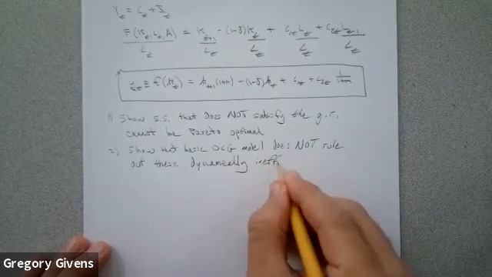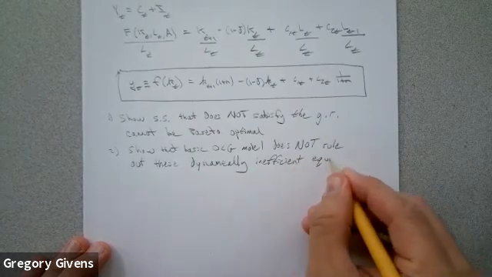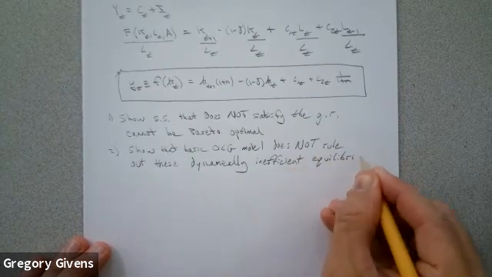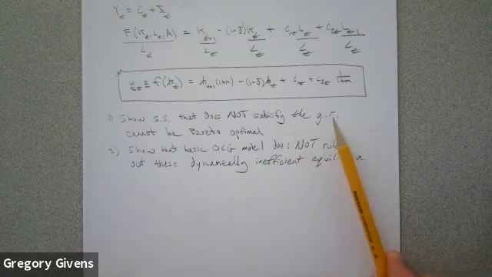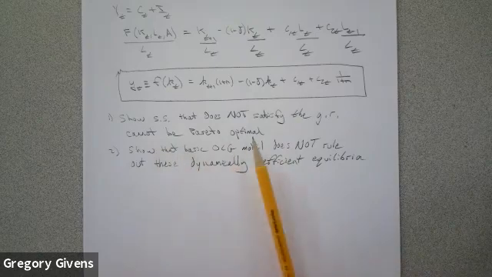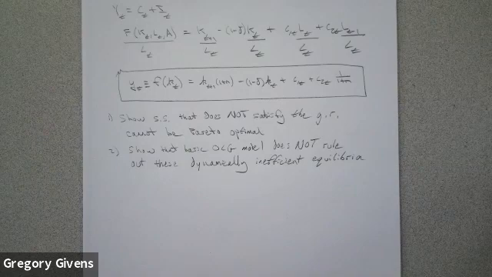Or dynamically inefficient equilibria, I should say. So there's two parts to this. We're going to show that the competitive equilibrium steady state of the OLG model that does not satisfy the golden rule, and in general it will not, cannot possibly be Pareto optimal, meaning or implying that we can rearrange resources in a way that makes everybody's life better off, including all future but yet unborn generations.